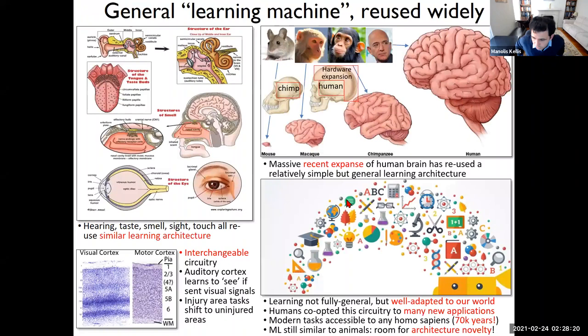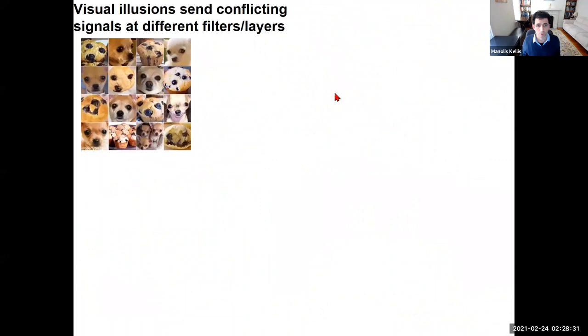The other thing that I want you to appreciate is that there are visual illusions that can allow us to decode what actually goes on inside our brains. I want you to look at these images and simply count the number of muffins. Okay, I see a lot of smiles already. This is kind of cool. The muffin versus chihuahua test makes it so hard for your brain, because you're realizing that the same primitives are firing for both. These visual illusions send conflicting signals at different filters or layers inside our brain.